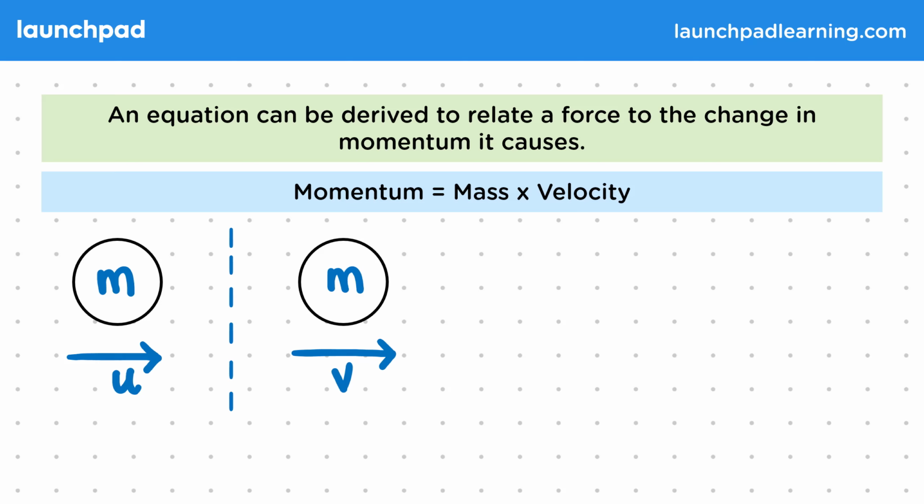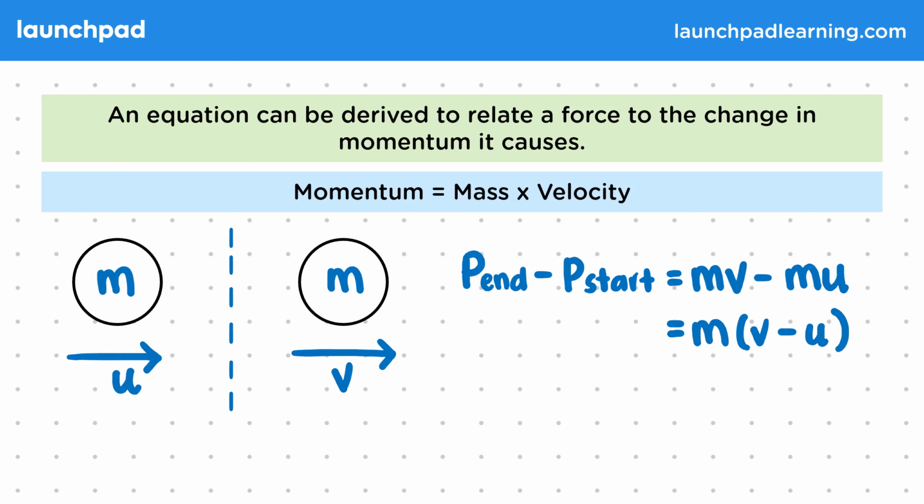The change in momentum is the difference between the starting and final momenta. We can write this as p end minus p start. Since momentum is mass times velocity, we can rewrite this as mv minus mu. Now, since both of these terms involve us multiplying something by m, we can factorise this out to get m(v minus u). Now we have the difference between the end and the start momenta on the left, and the difference between the end and start velocities on the right.